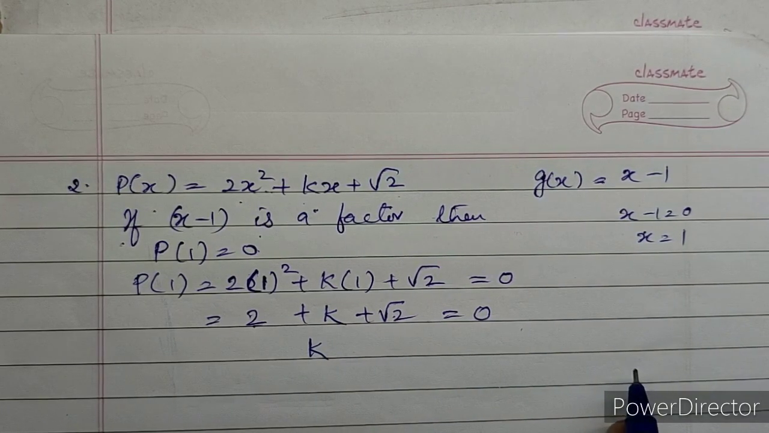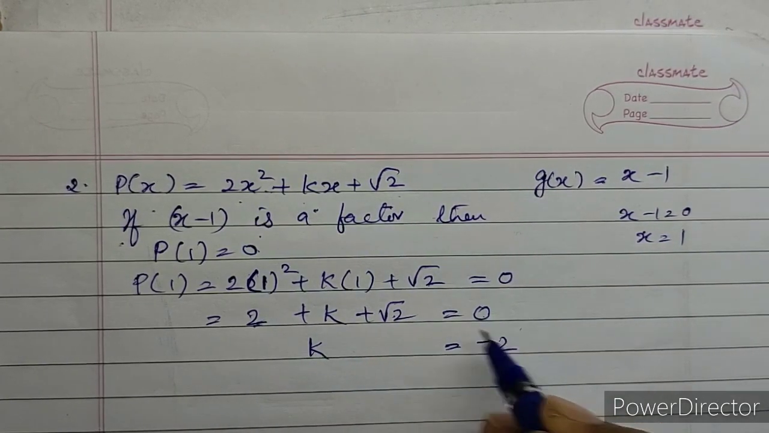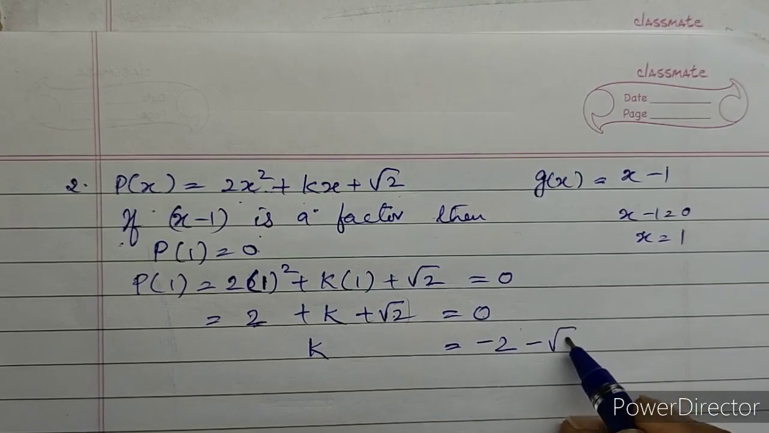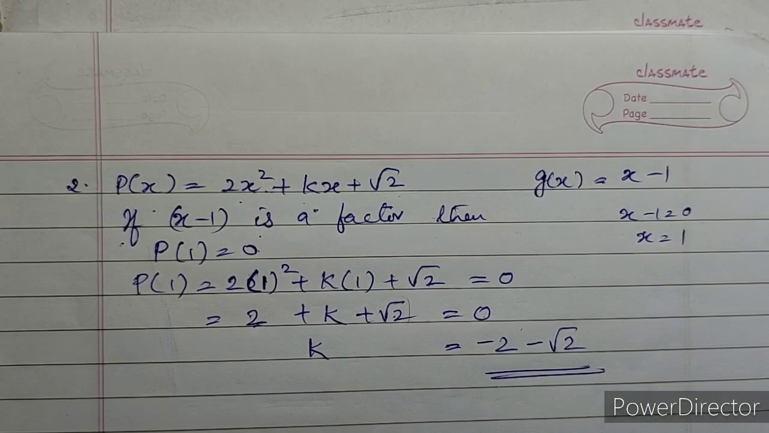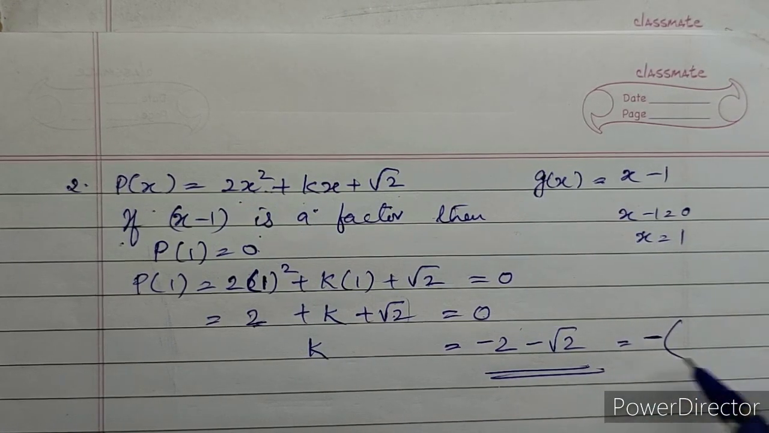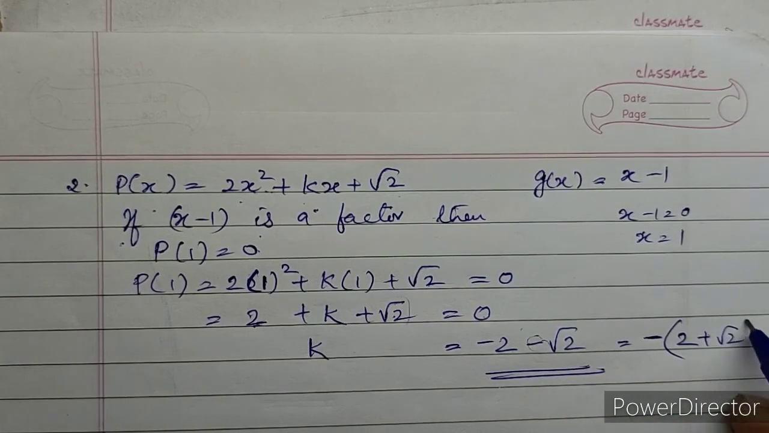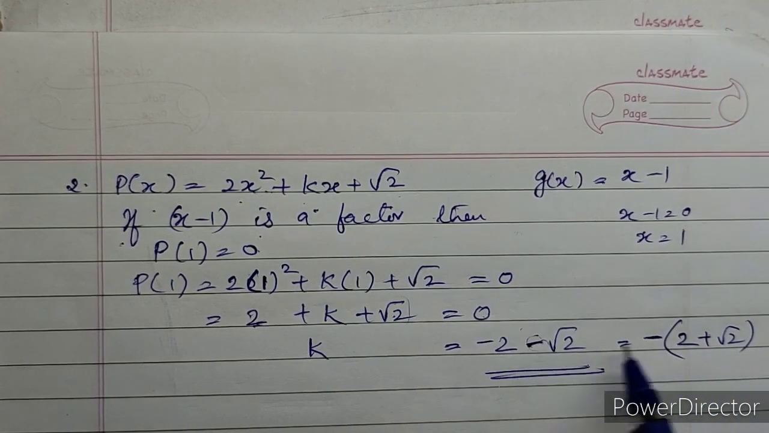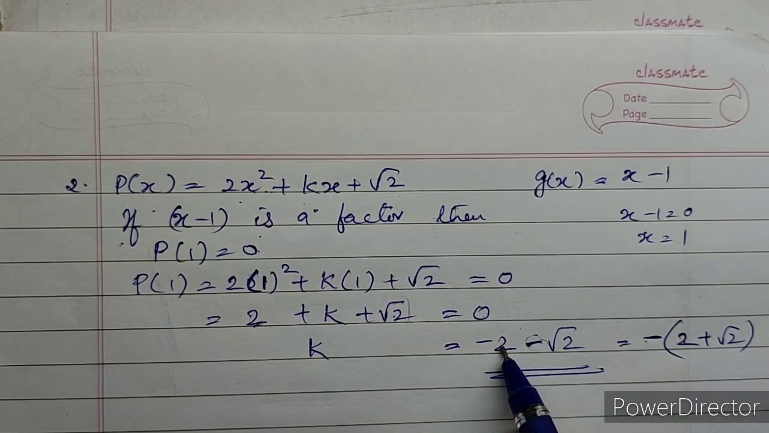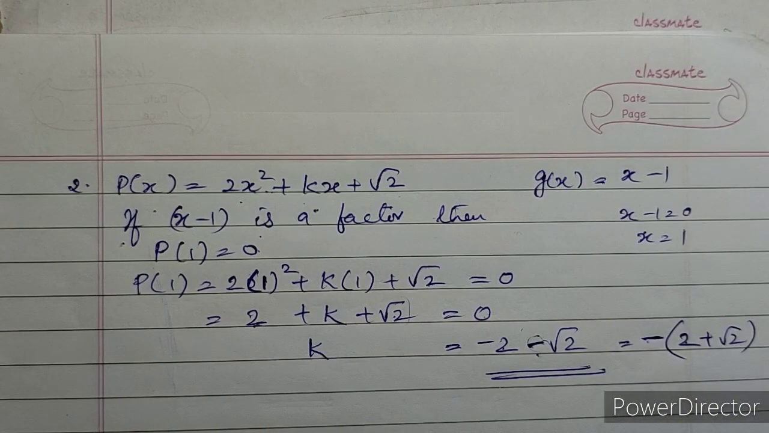and both the signs will change. So k is equal to minus 2, and this also will change the sign, minus root 2. So k is equal to minus 2 minus root 2, or you can take the negative outside: negative of 2 plus root 2. When you open it, negative 2, negative root 2. Negative into positive is negative. So when you take the negative outside, the inside sign will change. All this you have learned last year.